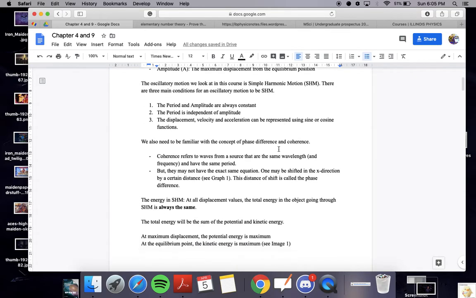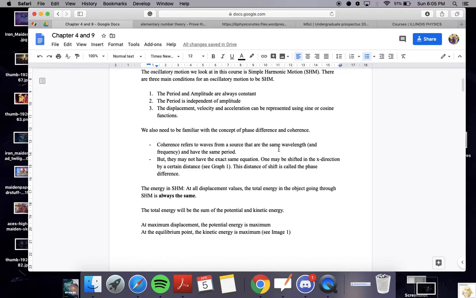Now the oscillatory motion that's quite often looked at in this course and in exams in general is simple harmonic motion. There are three main conditions you need to know for any object to be said to be in simple harmonic motion. The first one is the period and amplitude are always constant, meaning that every single time this pendulum oscillates, it will always reach the same maximum displacement, and it will take the same amount of time to complete the full oscillation.